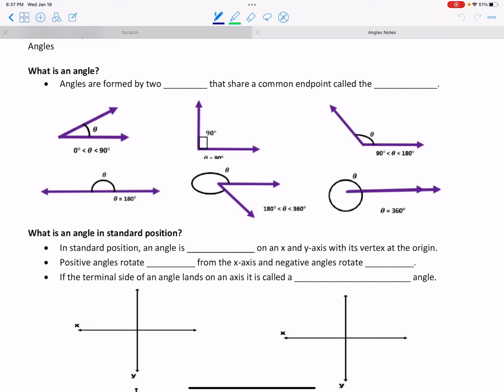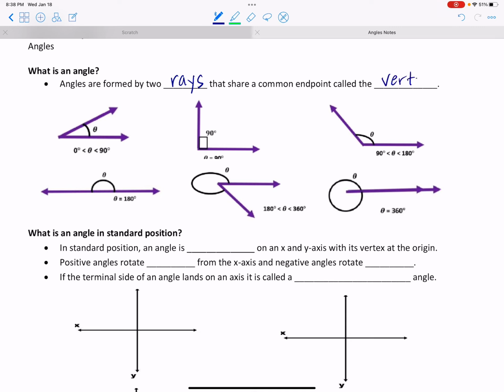Angles are formed by two rays that share a common endpoint, and that common endpoint we're going to call the vertex of that angle. So if we have two rays, and hopefully we understand that a ray is something like this, where you have an endpoint and then you go forever in one direction. So if you take two of those and put them together and they share that common endpoint, then we form an angle. And this common endpoint here, we're going to call the vertex of that angle.